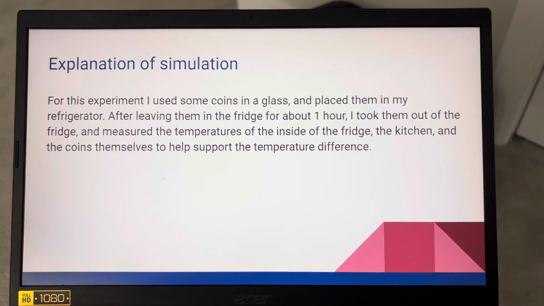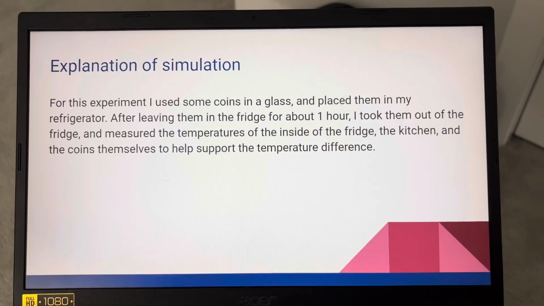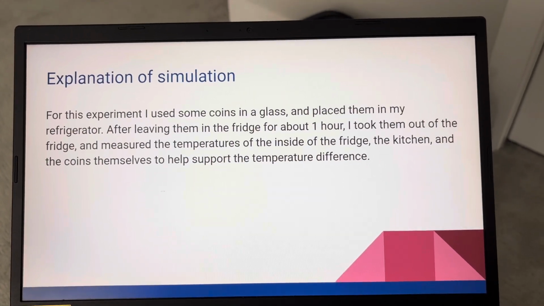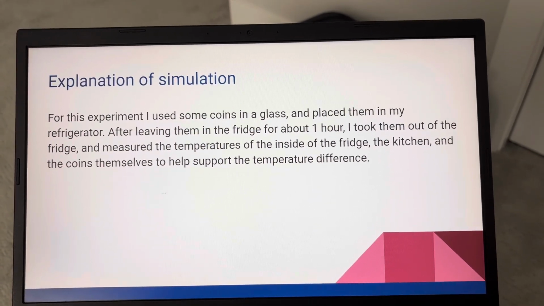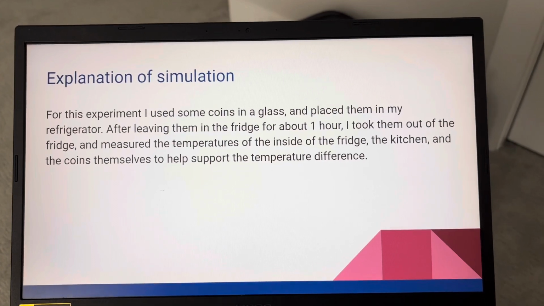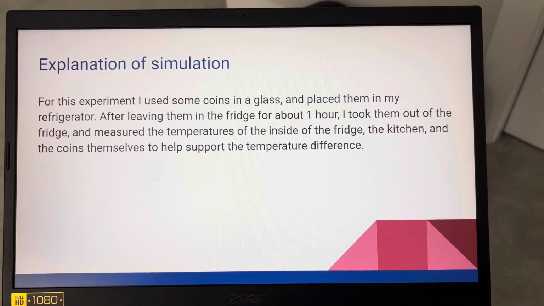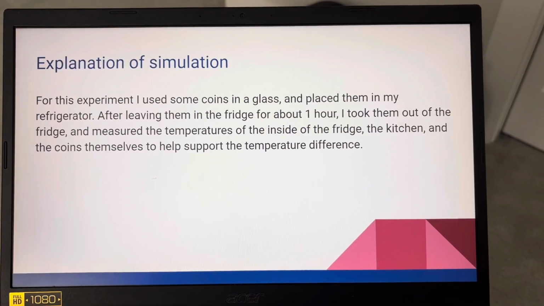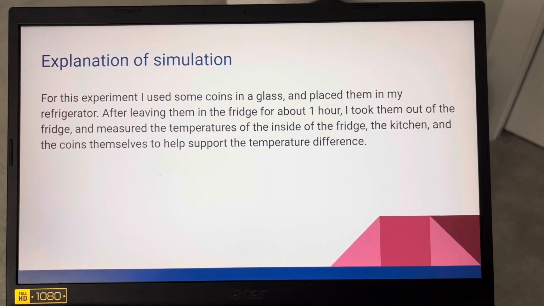The explanation of the simulation that I ran here was I used some coins in a glass and placed them in my refrigerator. After leaving them in the fridge for about 1 hour, I took them out of the fridge and measured the temperature of the inside of the fridge, the kitchen, and the coins themselves to help support the temperature difference.